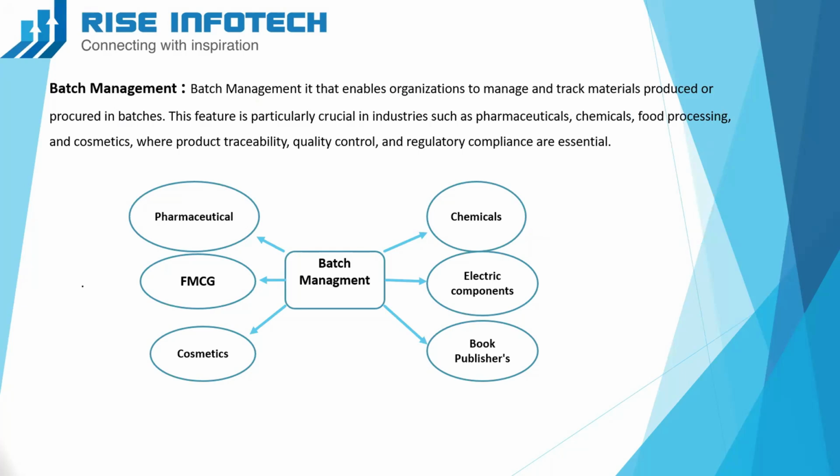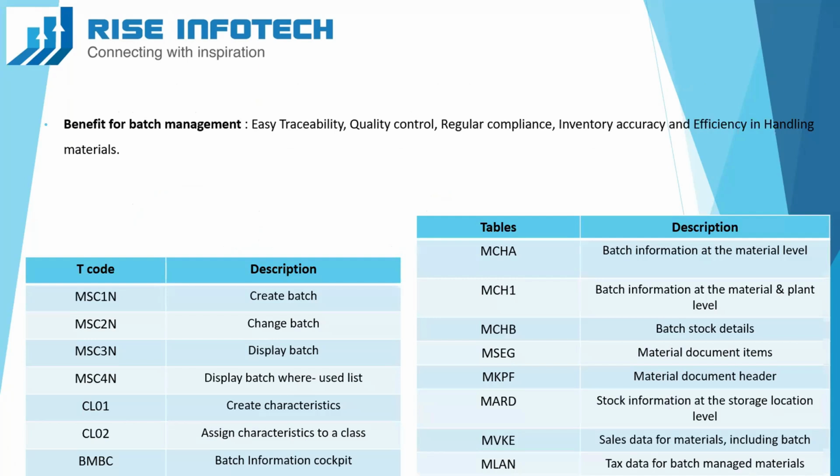So we have particular batches. For a particular period, or if any innovations are being done, they will maintain that this product is produced under this batch, for smooth tracking and regulatory compliance. So they will have this batch management process. Coming to the next, what is the benefit of batch management? Batch management helps with easy traceability, quality control, regulatory compliance, inventory accuracy, and efficiency in handling the materials.